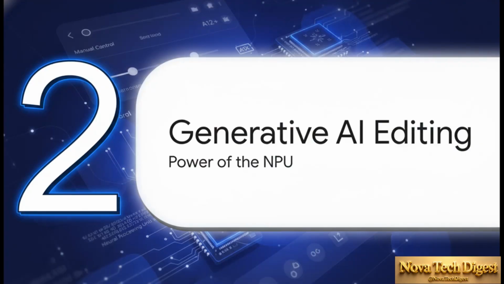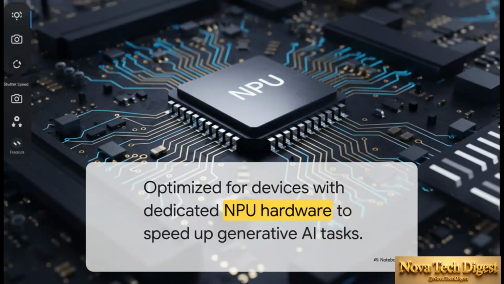Section 2. Generative AI meets editing and the power of the NPU. The stakes really scale up here, requiring Android 12 or higher to run. And why is that? Because Snapseed 4.0 demands some heavy-duty hardware optimization. It's specifically built for devices equipped with a dedicated NPU, or neural processing unit. This is the dedicated silicon on modern smartphones built entirely to handle complex artificial intelligence. Having the app optimized for the specific hardware means the generative AI tasks we're about to look at are processed with just staggering speed.